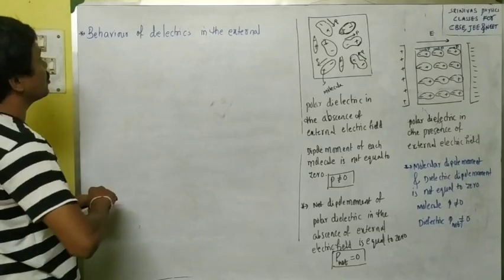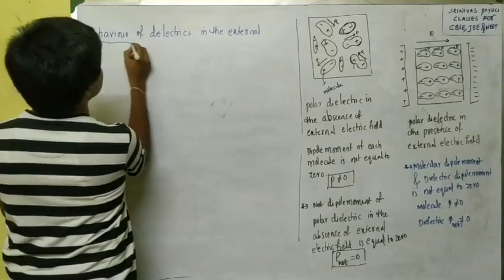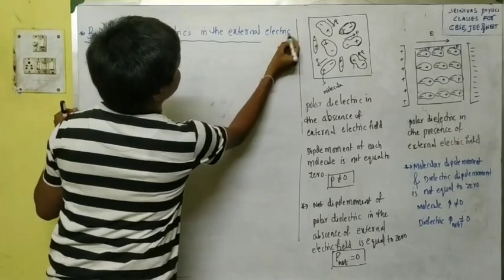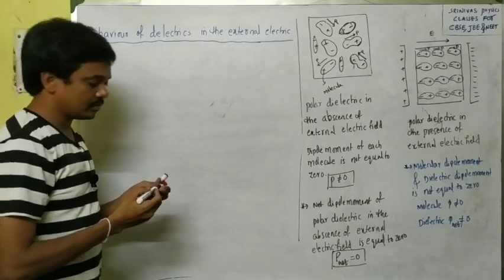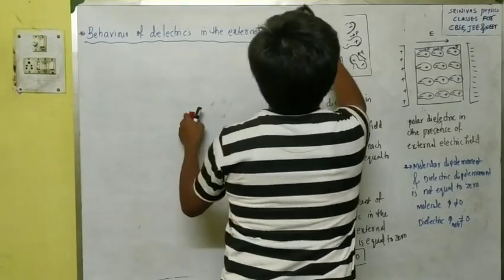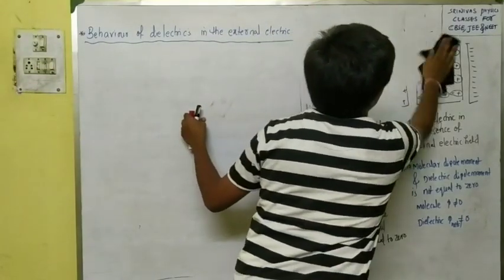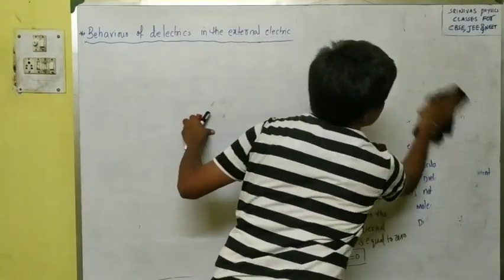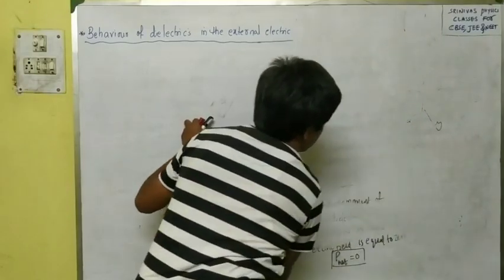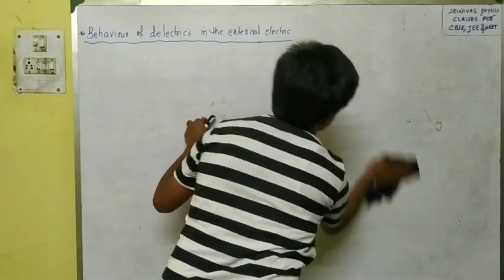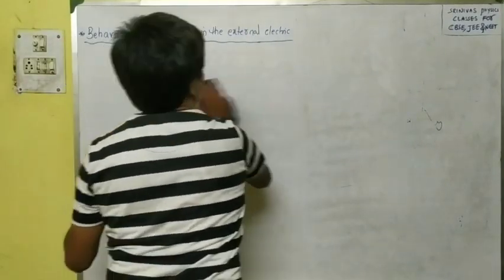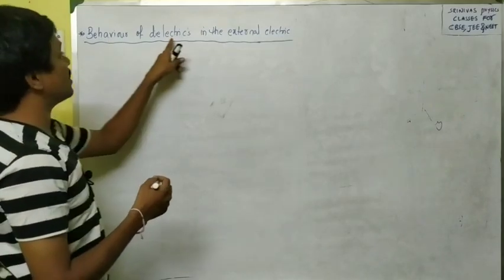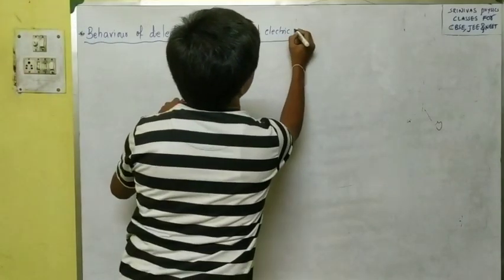Look here. Behavior of dielectrics in the external electric field. This is our topic. If we place any dielectric in the external electric field, what is its behavior and what changes will occur? That we are going to discuss. This is the last topic in this chapter, and with this our chapter will be complete. The second chapter is electrostatic potential and capacitance.